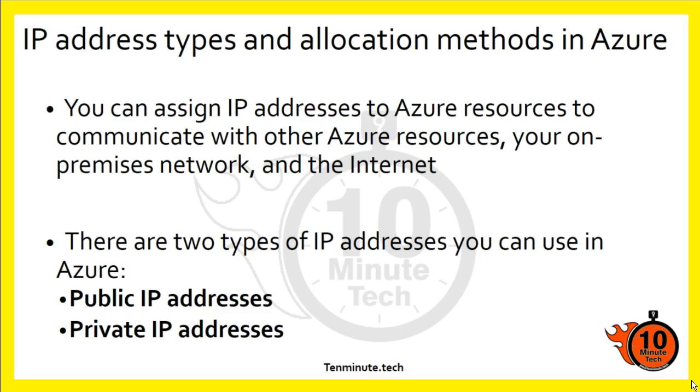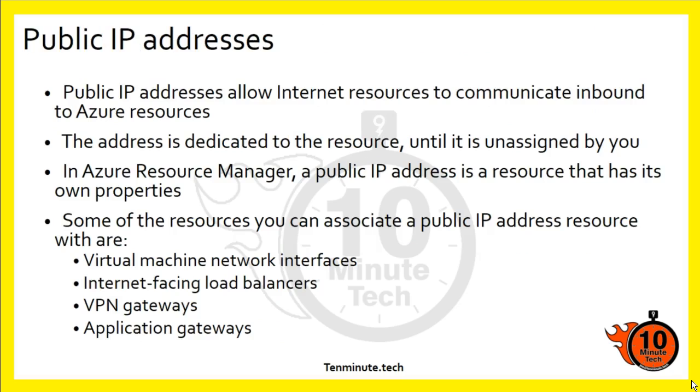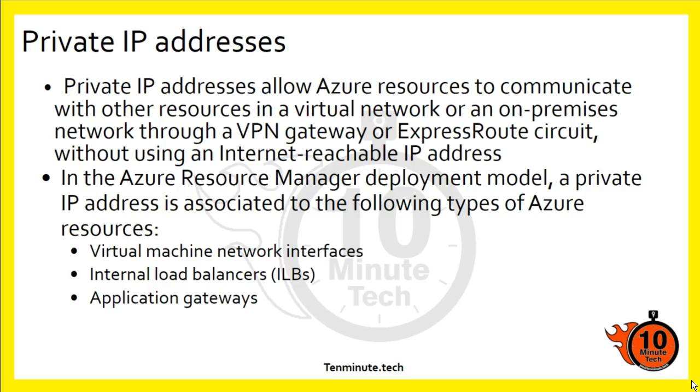Then we've got IP addresses, and we're going to talk about the different types of IP addresses and the different ways that they're allocated. There are 2 types of IP addresses, same as there are with on-premise networking: public IP addresses and private IP addresses. Public IP addresses are ones that are routable on the internet. In Azure Resource Manager, a public IP address is a resource that has its own properties. Some of the things that would require a public IP address are virtual machine network interfaces, internet-facing load balancers, VPN gateways, and application gateways.